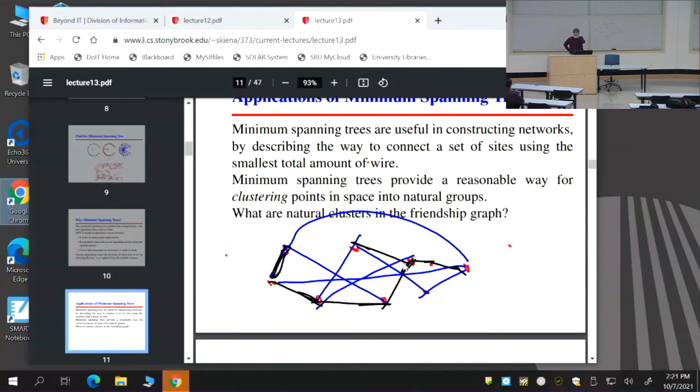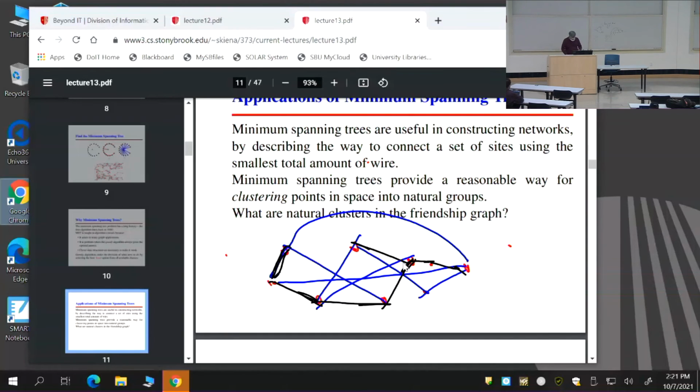Does everybody kind of see this? A lot of the original work on minimum spanning tree was done by the telephone company, because that's naturally what they had to do. Any questions about that? You should see that that is a minimum spanning tree problem.